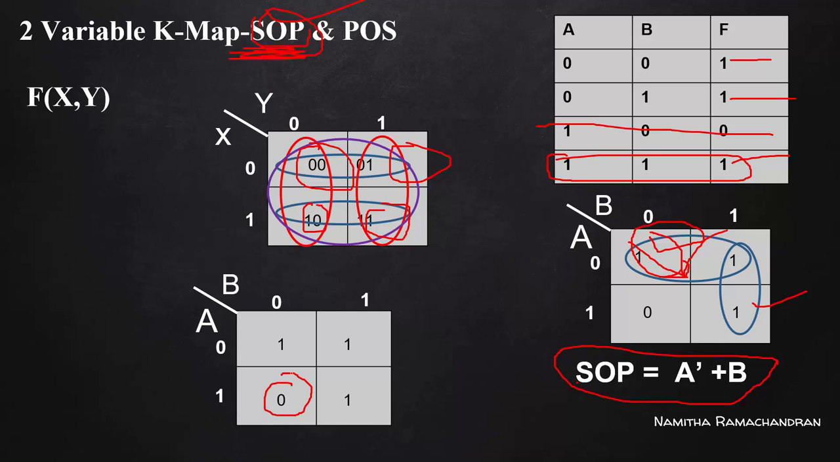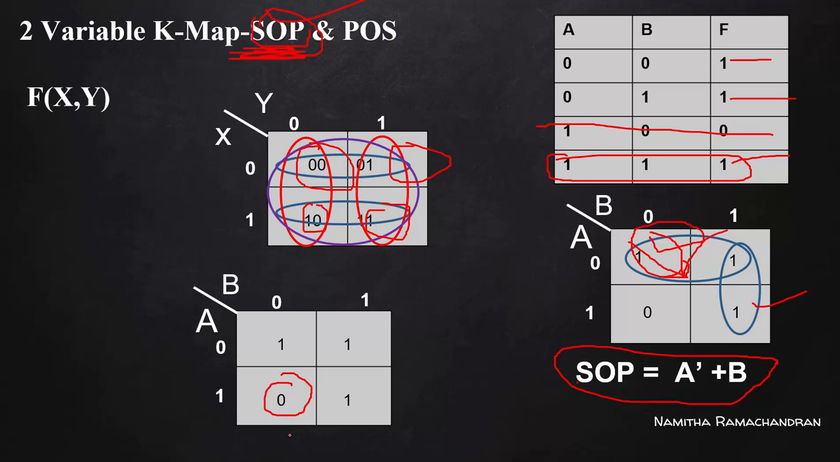So the values are exactly like this. First row with value 0, second row with value 1, first column with value 0, second column with value 1. For the POS form representation, we are interested in the output value 0. Which input combination has this output value 0? A equal to 1 and B equal to 0. Here we put the value 0. So the maximum possible sized group is this single cell only.